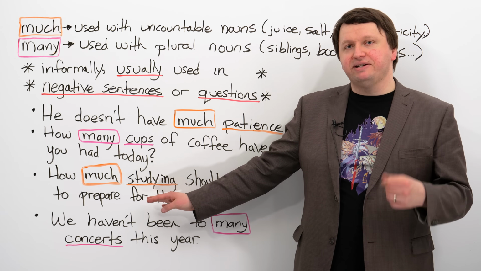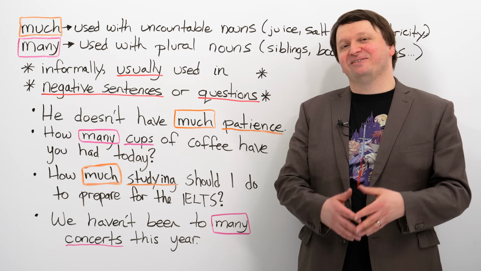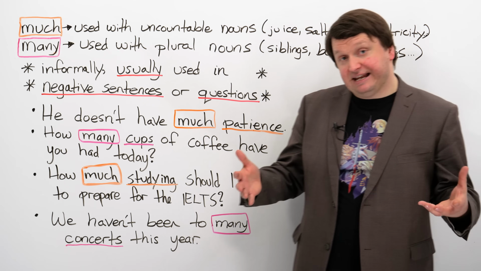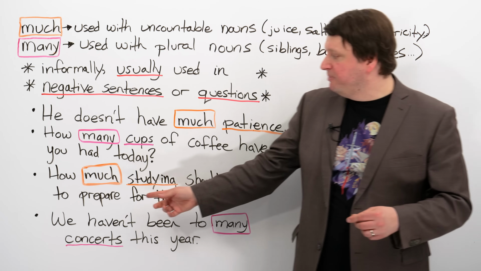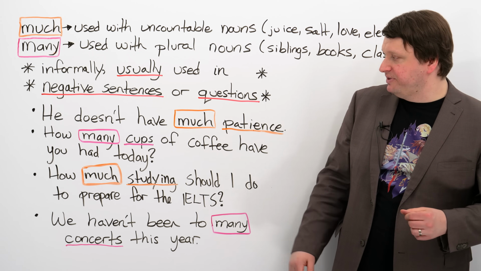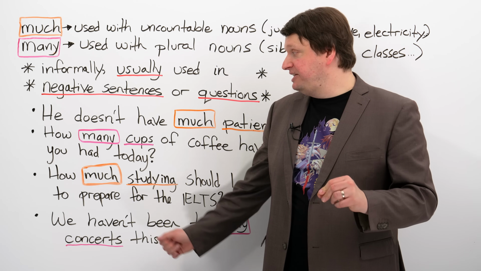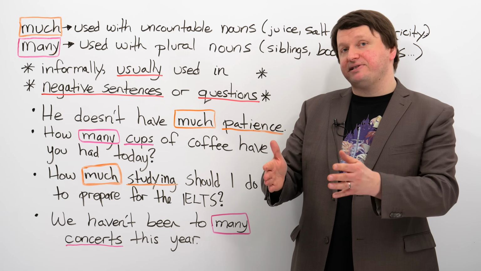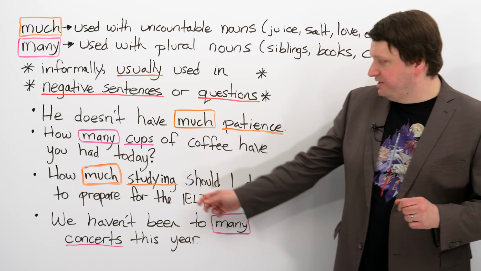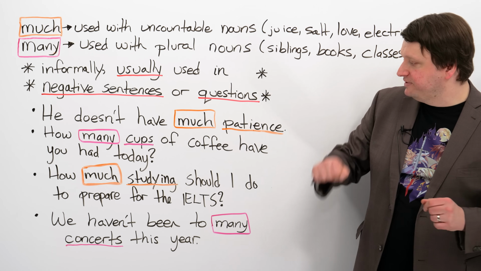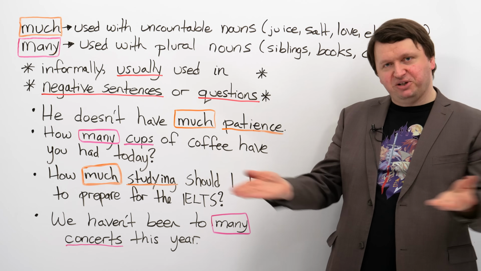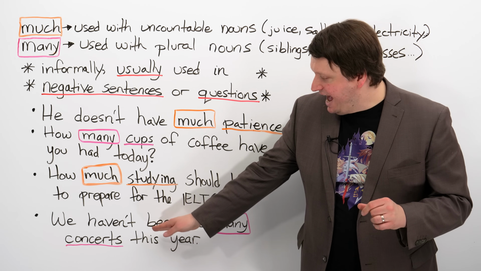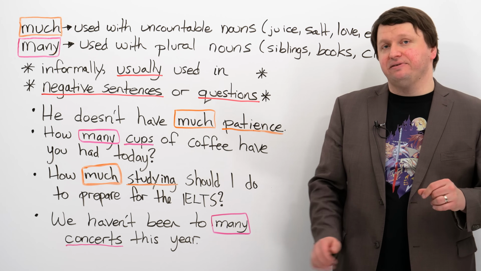So you can't say 1 studying, 2 studyings, right? So studying here is a gerund. It's a verbal noun. It's a noun basically in this situation. So how much studying should I do to prepare for the IELTS? So again, notice how much, how many cups, how much studying, how much, how many, plus the noun, okay? And here we have uncountable, countable, uncountable, and finally, for symmetry and to make it even, we have a countable noun. So we say, we haven't been to many concerts this year.